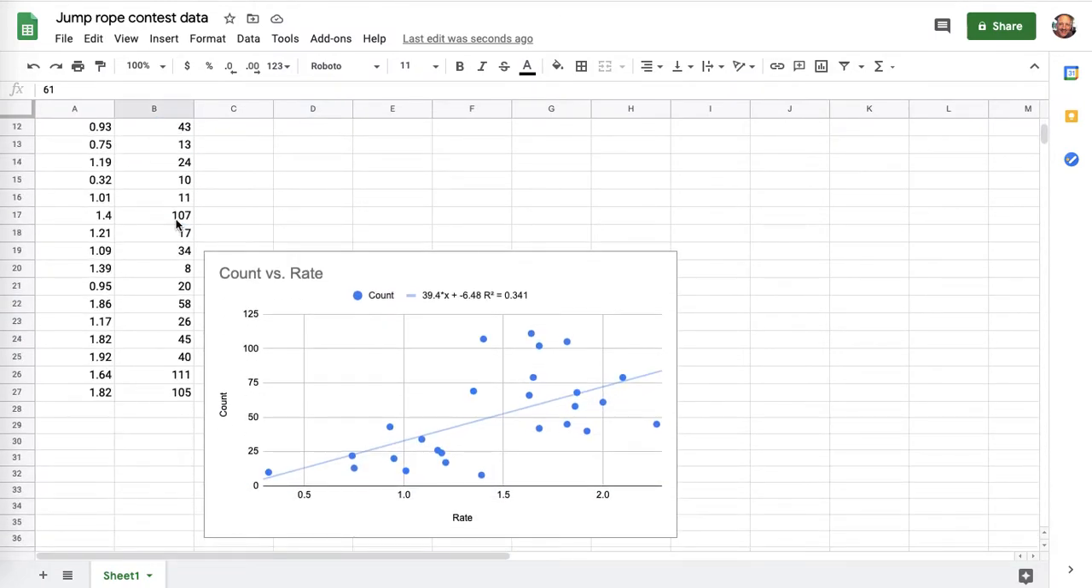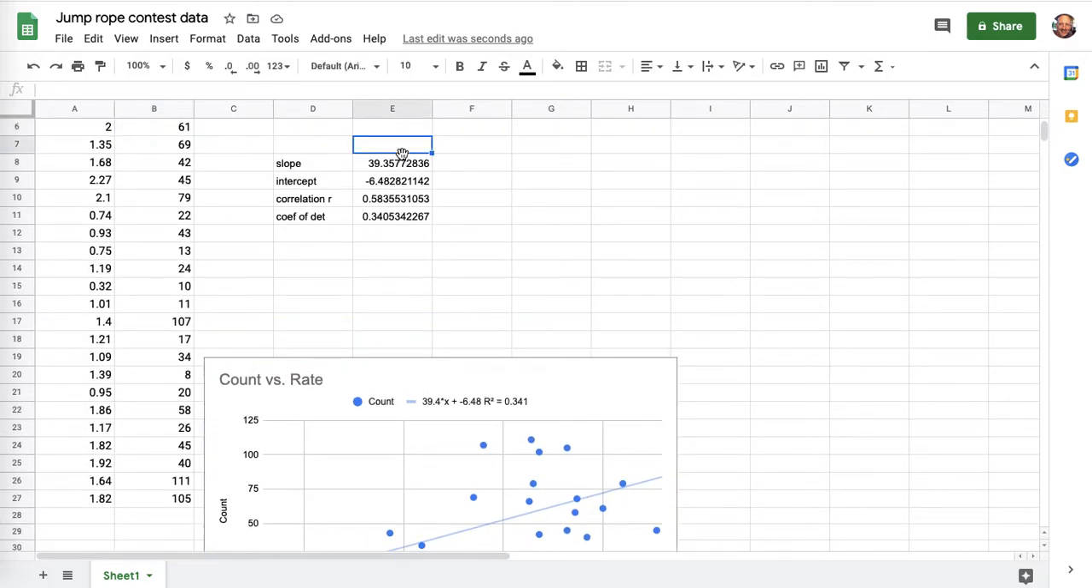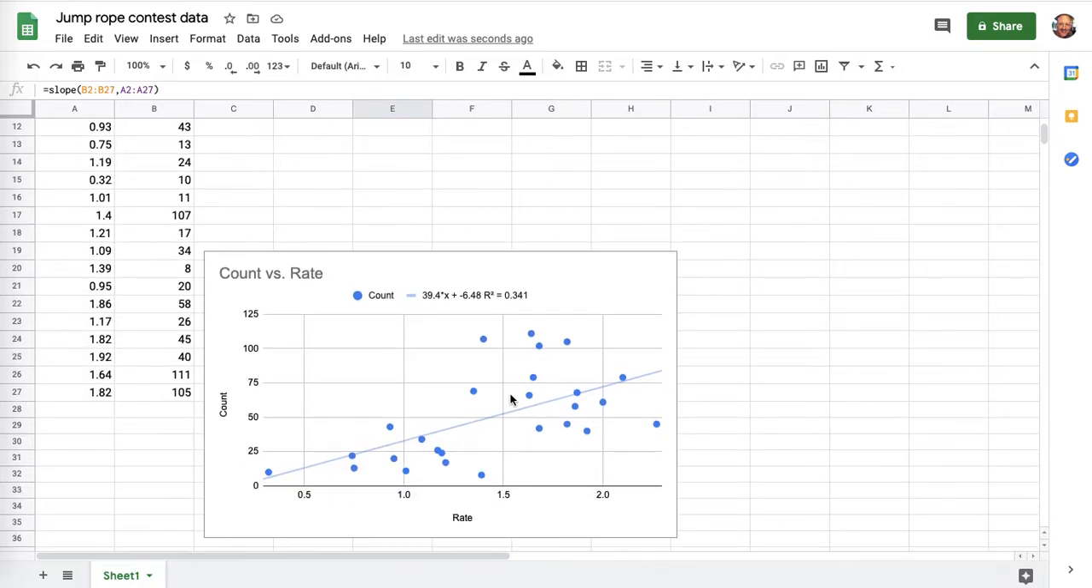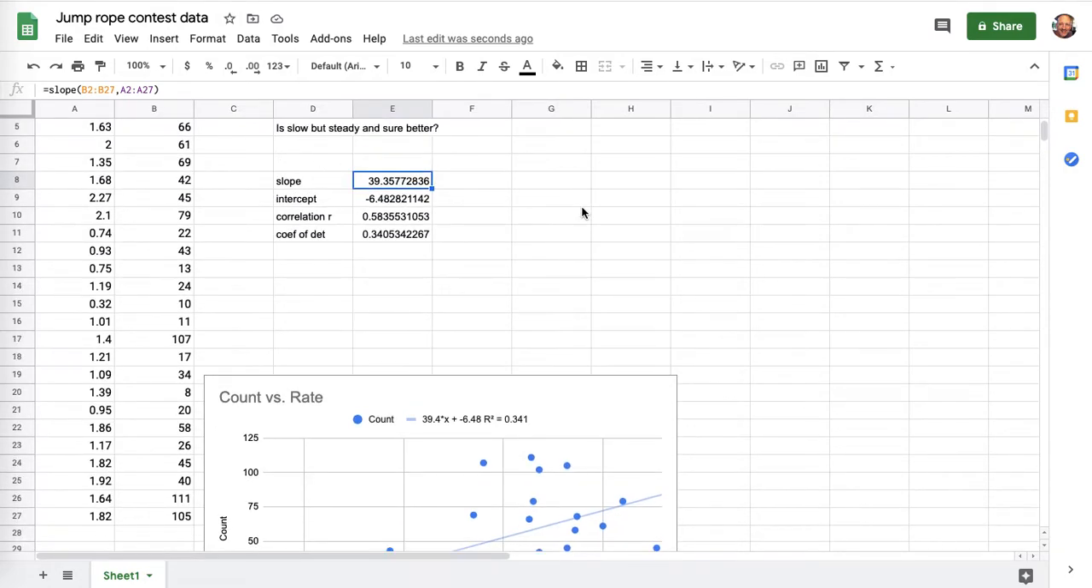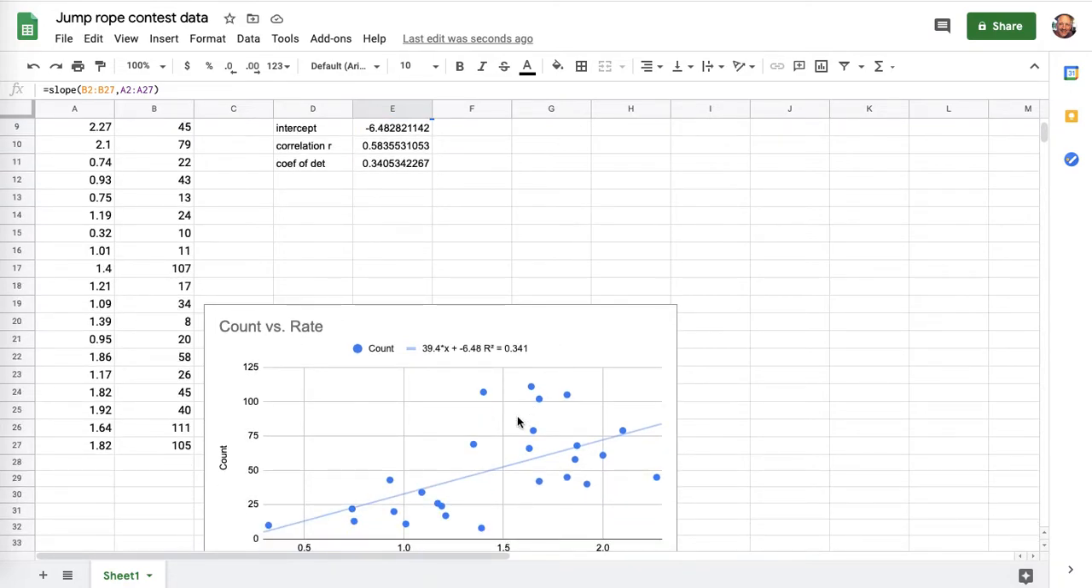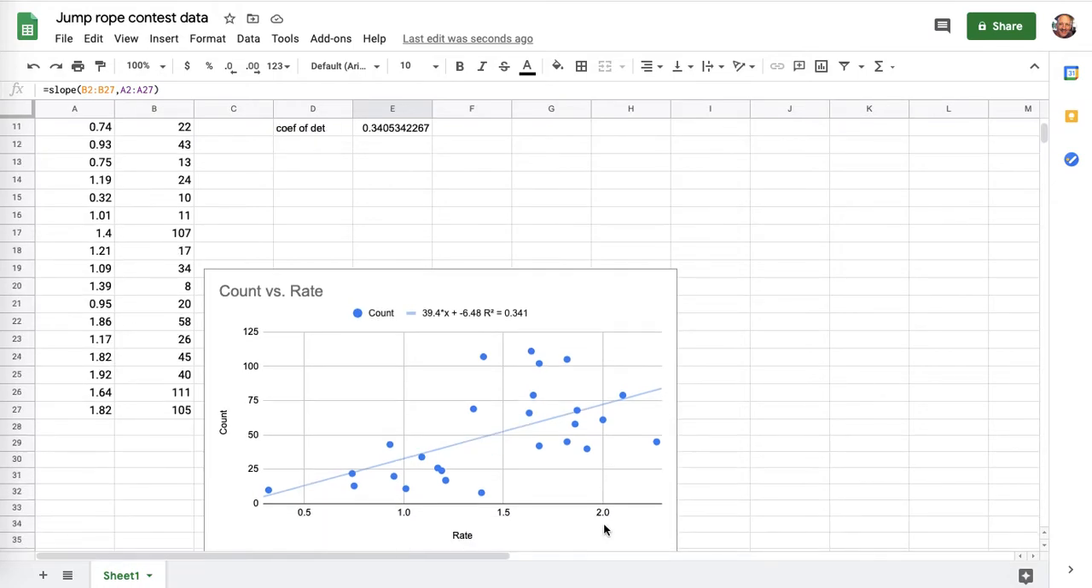But I've also got something else rather interesting. Look at the sign on the slope. It's positive. I've got a positive slope. This suggests, contrary to what I was thinking, that, you know, I was thinking if you go slow and careful, you won't trip over your rope and you'll do more jumps. But that's not true. This is a positive relationship. I'm expecting negative. But here it's telling me that the faster you jump, the more jumps you make. That people who go slow and easy, the people down here at the bottom of this, don't do as well.